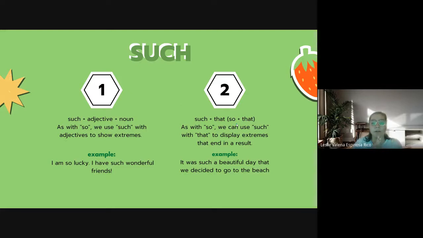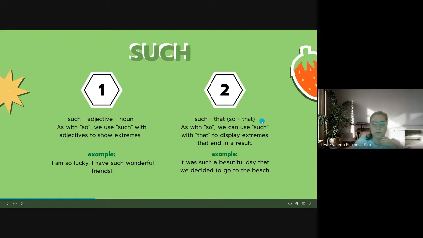The next one, that is number two, is such plus that. As with so, we can use such with that to display extremes that end in results. For example, it was such a beautiful day that we decided to go to the beach.